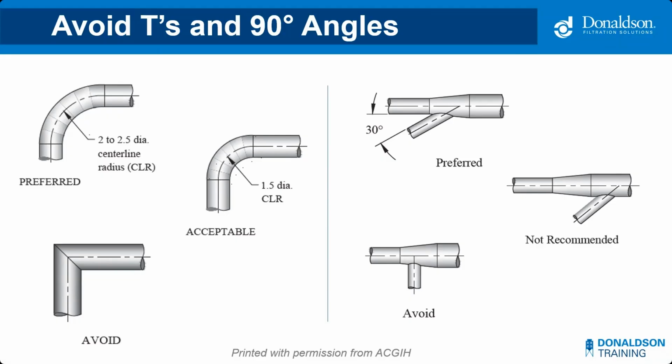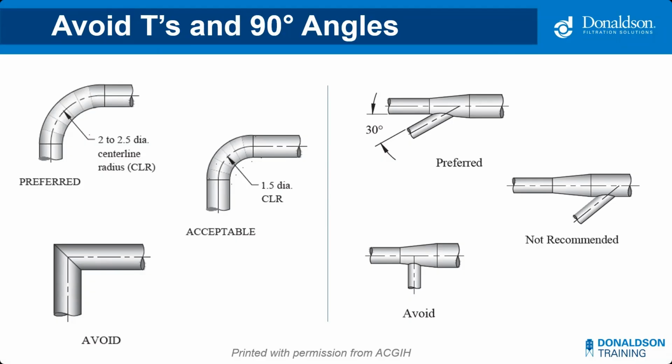A much better way to go about that is, as you can see on the preferred there, where you've got a 2 to 2.5 times the diameter centerline radius. In many cases, we're acceptable with a 1.5 centerline radius for design reasons.